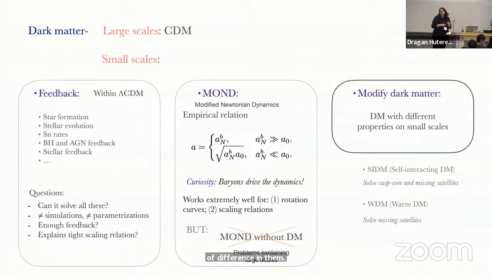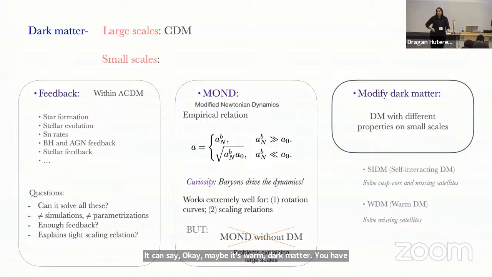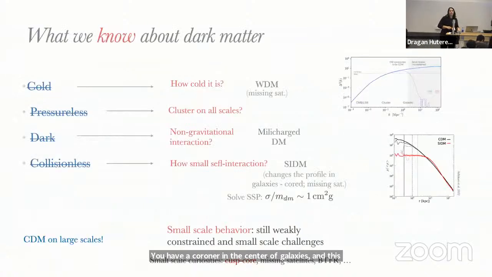You can modify dark matter, right? You can say, okay, maybe it's warm dark matter. You have a suppression of the power spectrum, and then this explains why you don't have the satellites. Or you can have self-interacting dark matter. You have a core now in the center of galaxies, and this solves it. Or some people say it's MOND, but that is for another day.